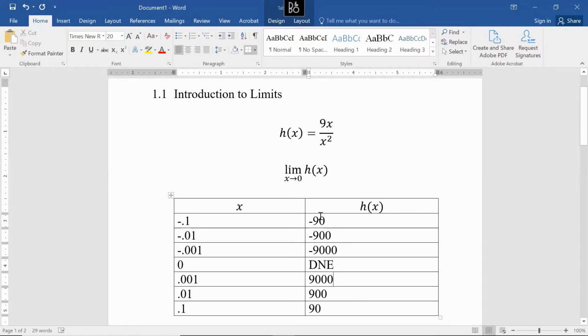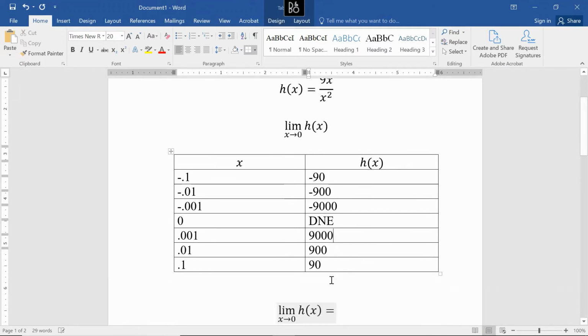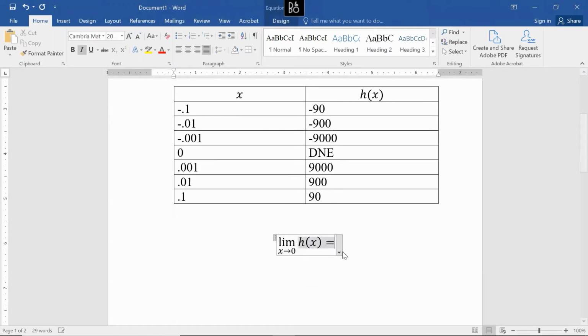So from left to right, from underneath, we're getting negative numbers, but they're all getting bigger. From right to left, as you're getting closer to 0 from above, you are getting positive numbers that are all getting bigger. And therefore, this limit does not exist.